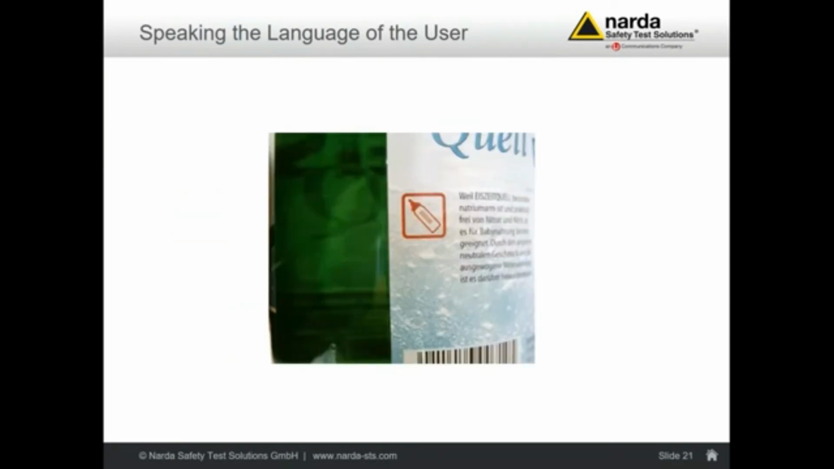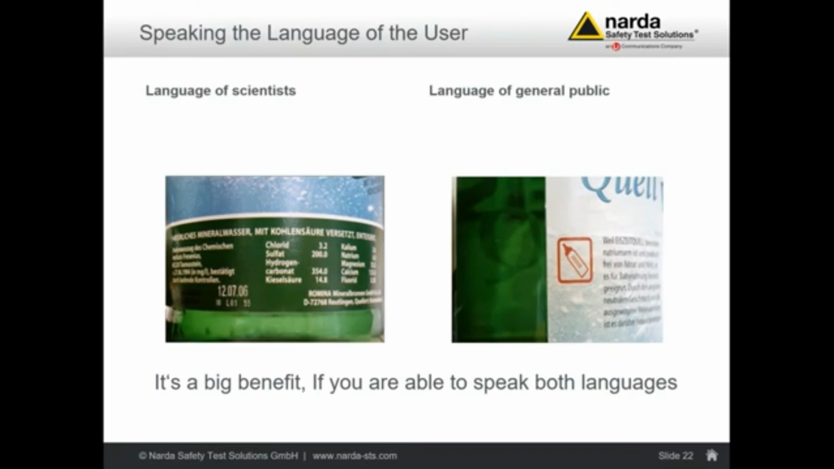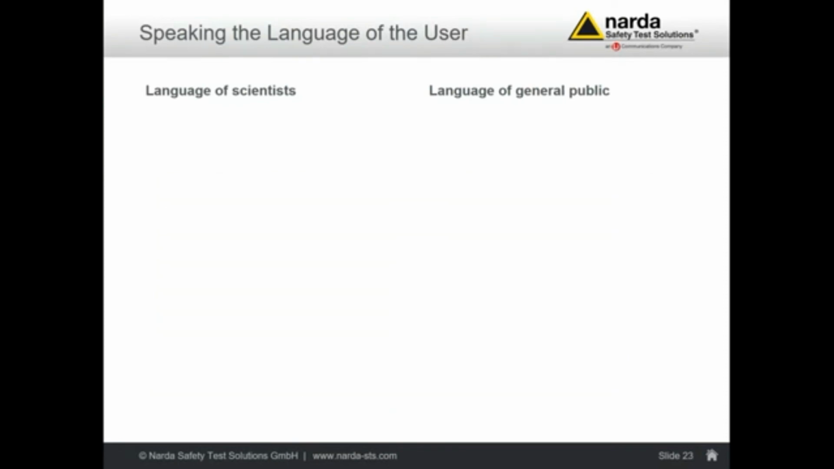So I would love to have an indication like this. Yes, you can use it for baby food. So there is an indication, language for scientists, 354 milligrams, and there is a language for general public. You can use it for baby food. So somebody has to translate it from one into the other one. So best is if you can speak both languages, if the instrument can read out in both languages.